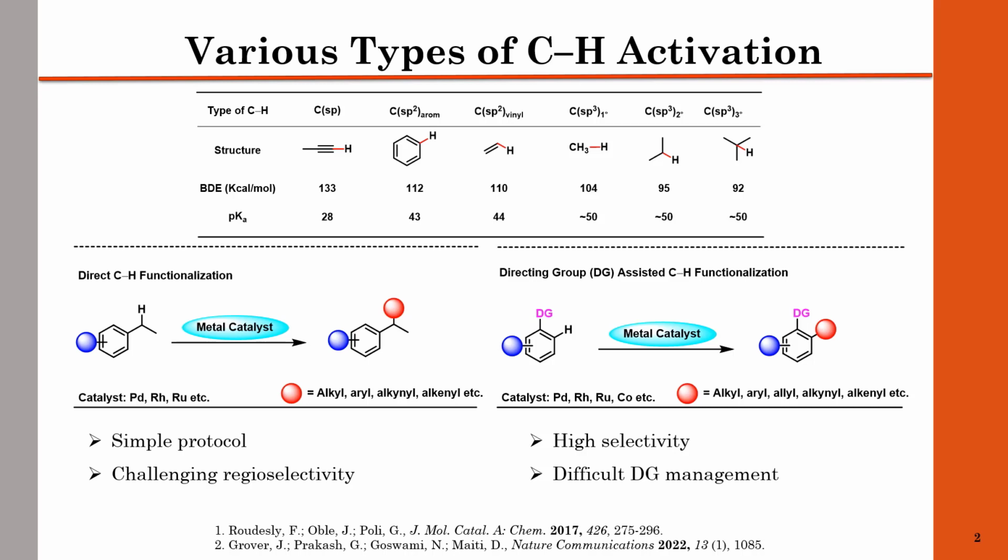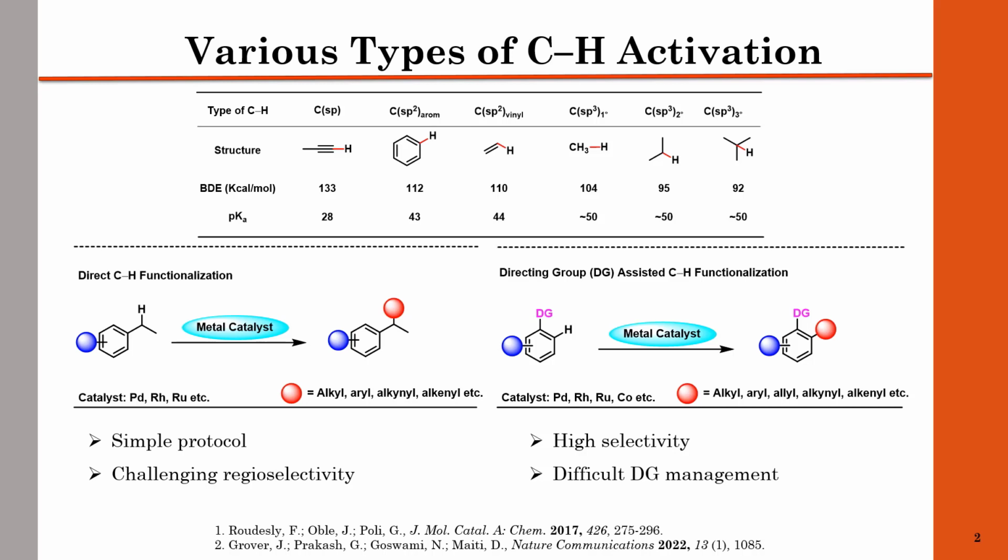As you can see here, this is an alkyne sp CH bond. You can see the pKa is around 28. This is quite acidic when we compare it with other CH bonds, so it's easy to access this CH bond rather than other CH bonds. When we go to the right-hand side in this table, you can see the pKa is increasing. That means the acidity of the CH bond is decreasing, so it's comparatively difficult to access this CH bond.